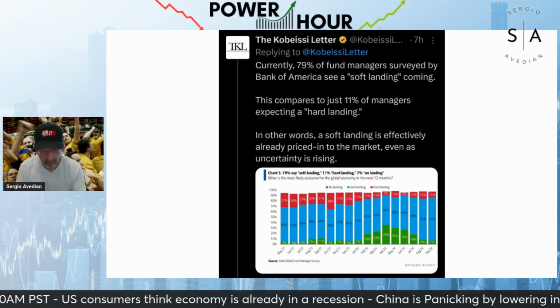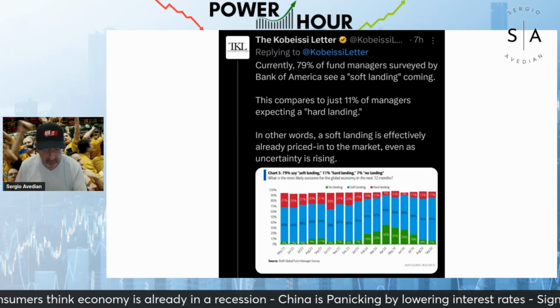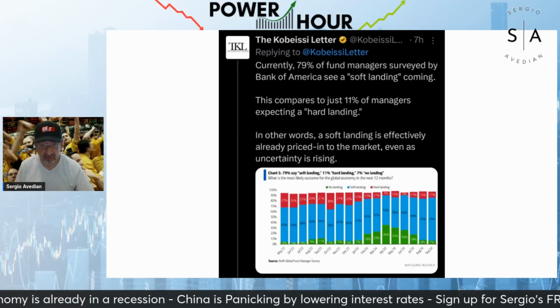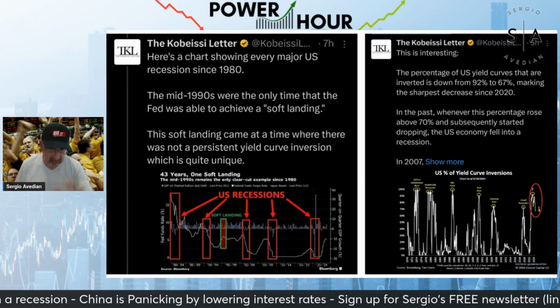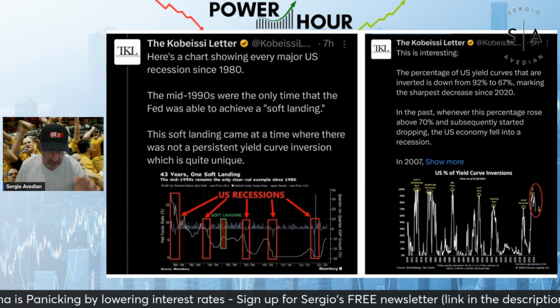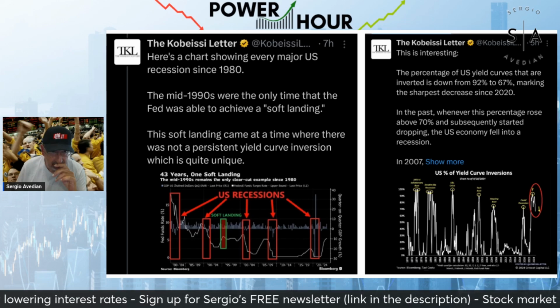Again, warnings, 2008 crash signs are everywhere. How to protect your gains and preserve your capital. And this is a short topic. I've been talking about the whole hour about this without getting too boring.